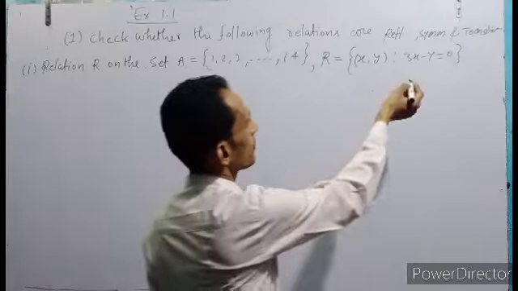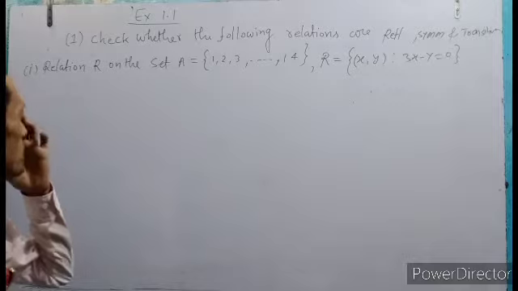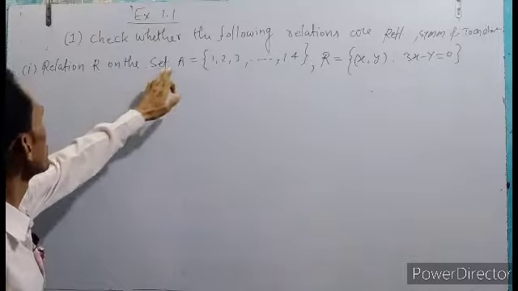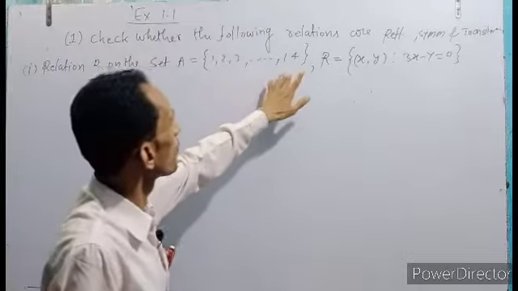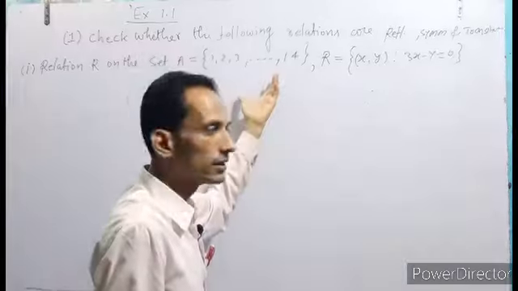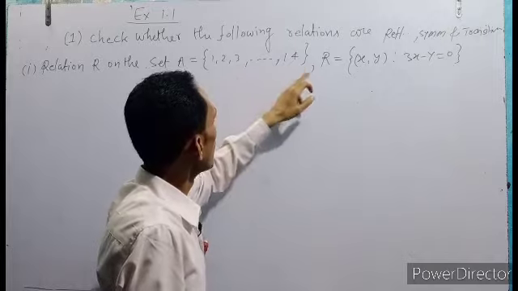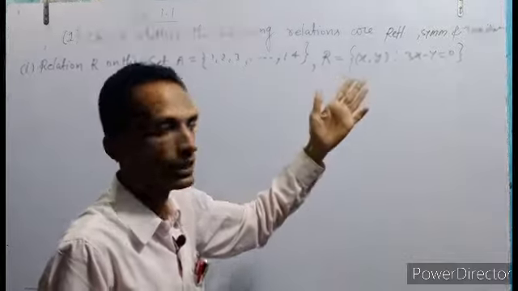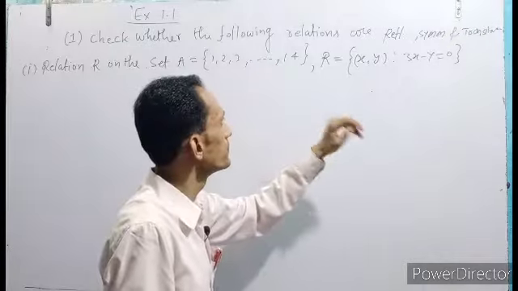So in other words, first we check whether the following relations are reflexive, symmetric and transitive. We have to check all these three. The relations are on the set A. Only set A is given, 1, 2, 3 up to 14. There are 14 elements in the set A, and the relations are defined on this set. It means x and y can be any one of 1 to 14, not less than 1 and not greater than 14. These are all positive integers.